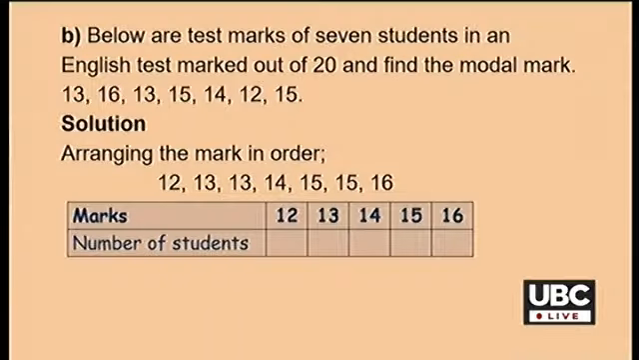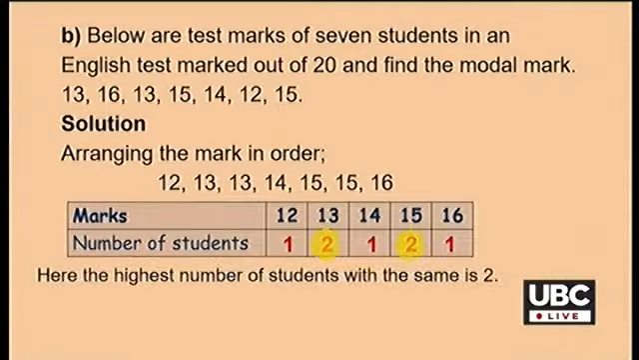So now when we arrange our work in table form, we shall see that only 1 student scored 12 marks, 2 students scored 13, 1 student scored 14, 2 students scored 15, and 1 student scored 16. So how do we determine the modal mark from this?